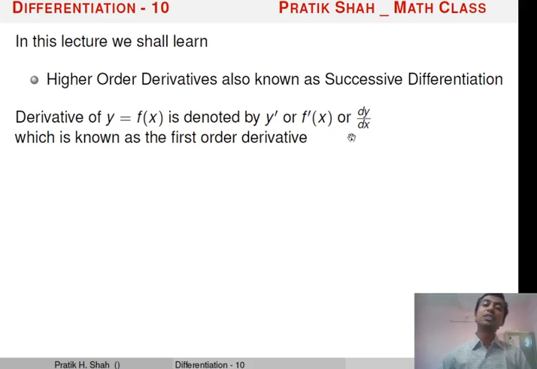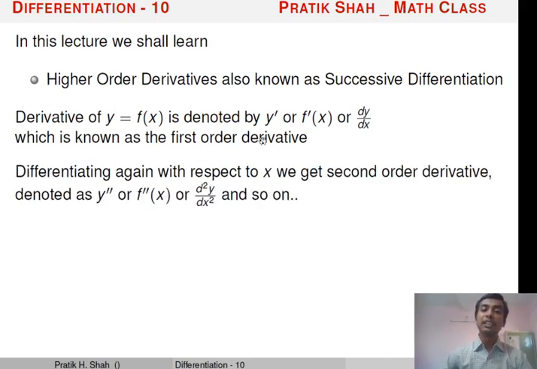We are generally using the symbol of d by dx or the symbol of dash to represent the differentiation. Now once we differentiate one time, suppose we are asked to find out differentiation one more time, then this is the case of higher order differentiation, or we can say it is successive differentiation, one differentiation after the other differentiation. So differentiating these functions again with respect to x, we get second order derivatives.